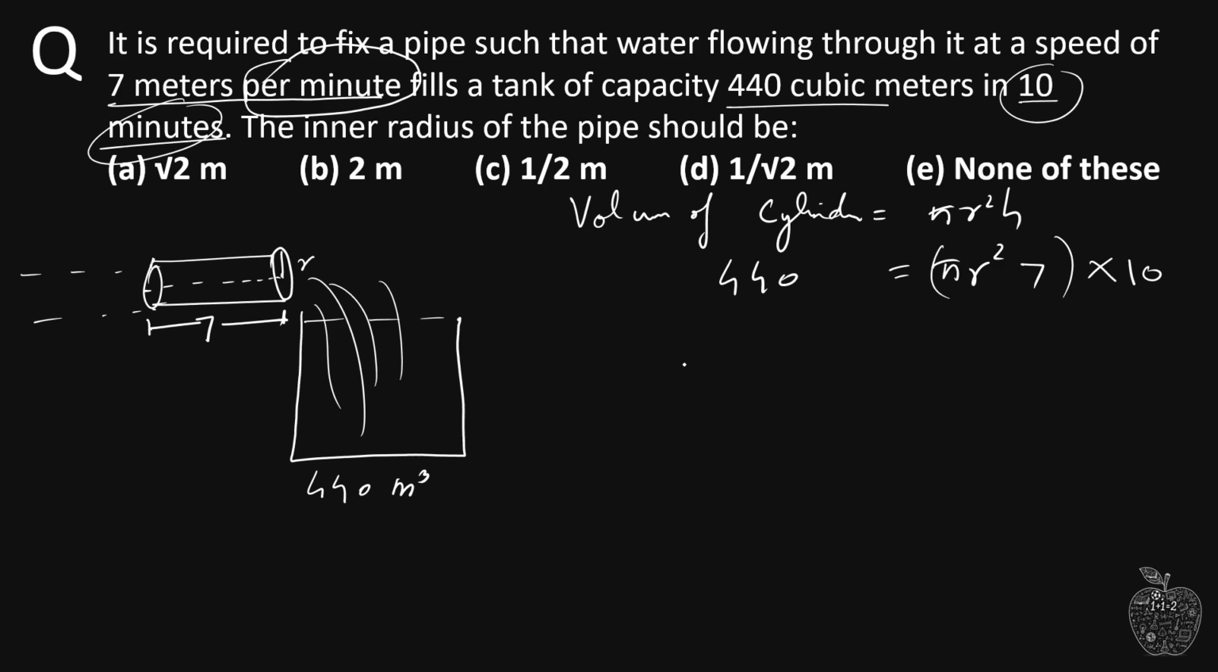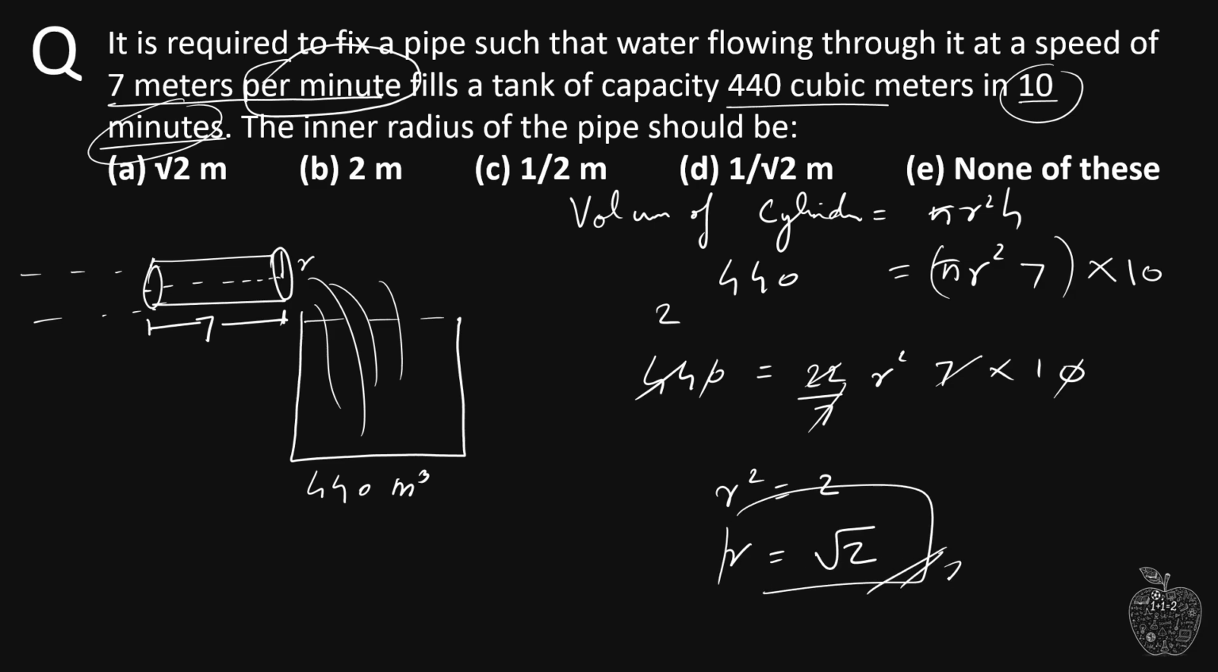So let's solve this. 440 is equal to, instead of pi, I'll write 22 by 7, times r square, which is what we need, times 7 times 10. So 7 gone, 0 gone, 22 ones are 22, 22 twos are 44, r square is equal to 2, or I can say that r is equal to under root 2, and this is our required answer. So here option A is the correct one.